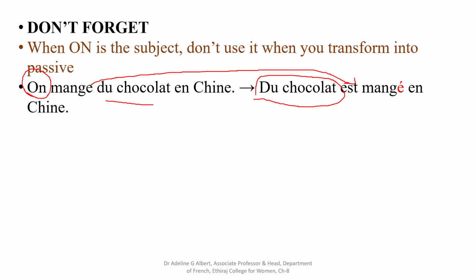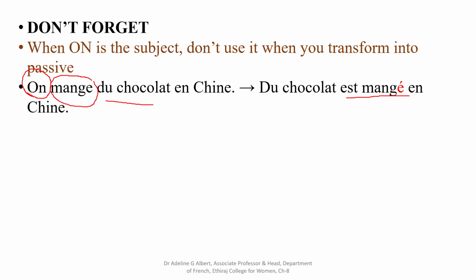Mange has become et mangé. But you cannot say par on, you cannot shift on. So par is not there. So instead of having a 3-type transformation, you have only a 2-type transformation. The word être, and I choose être depending on my main active tense.